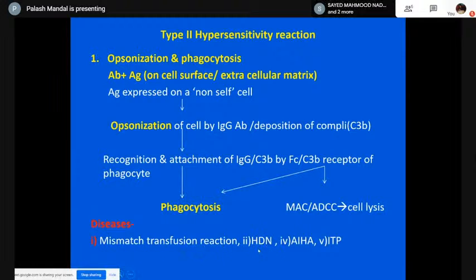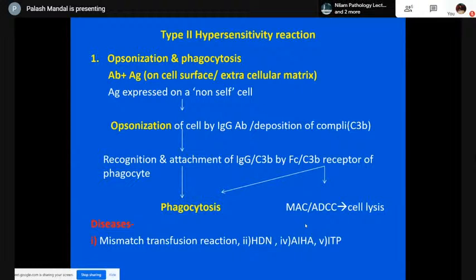HDN means hemolytic disease of the newborn. Here also a mismatch takes place between the maternal blood coming to the fetal blood, leading to lysis of the fetal blood cells. Then AIHA means autoimmune hemolytic anemia. Here also the RBCs are destroyed, because the antibodies produced against the RBCs act on the self RBCs.